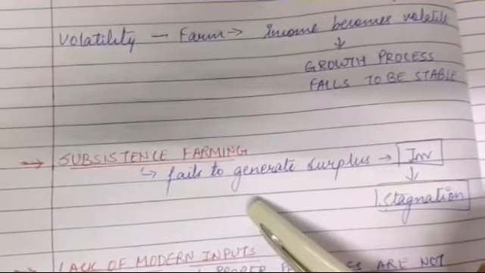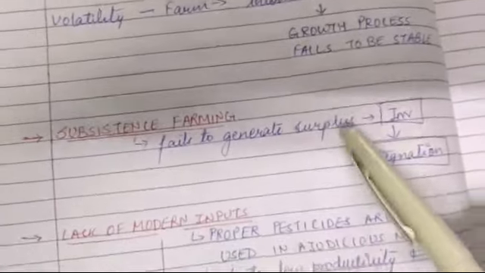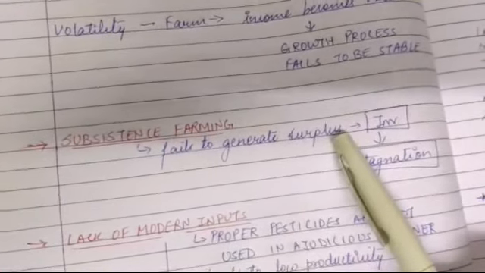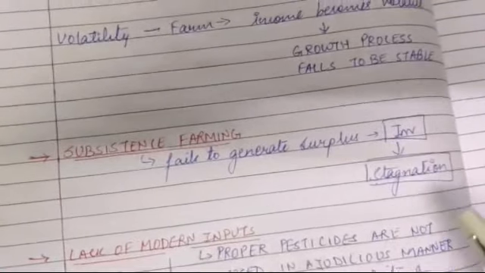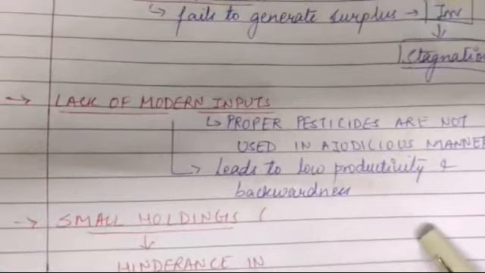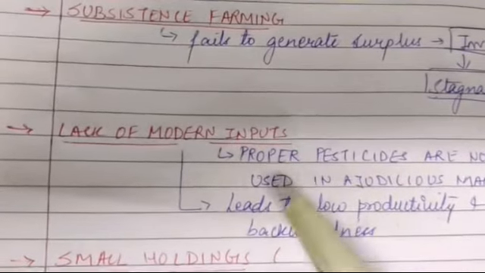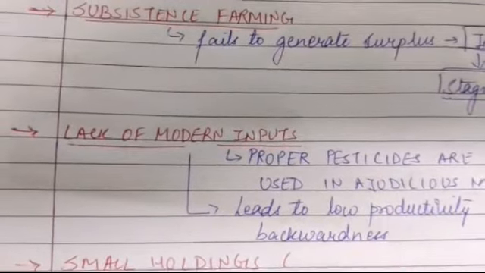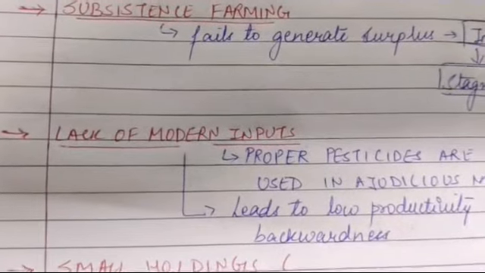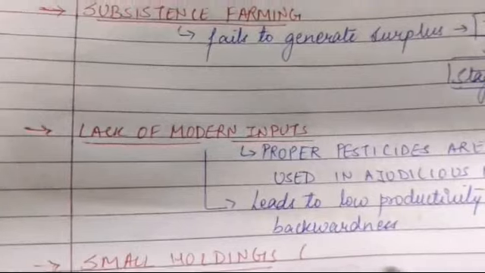Their primary objective is for their family and not for commercialization, which fails to generate surplus for investment, which leads to stagnation in agriculture. Now, lack of modern inputs. When I say lack of modern inputs like chemical fertilizers and proper pesticides, which are not used in a judicious manner, it leads to low productivity and backwardness.